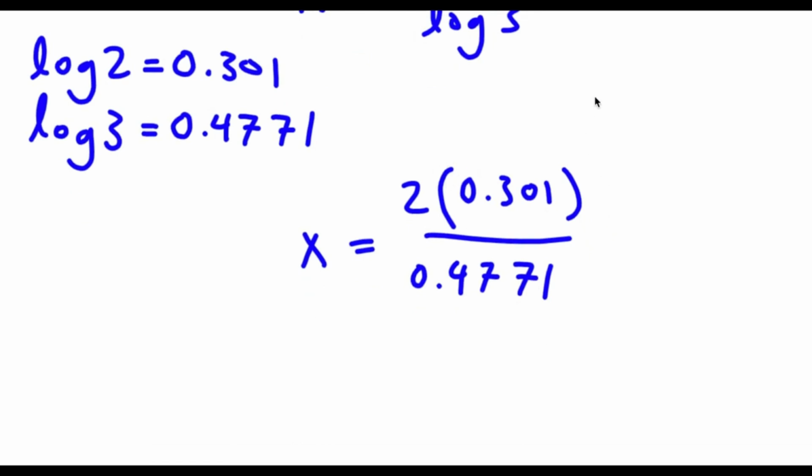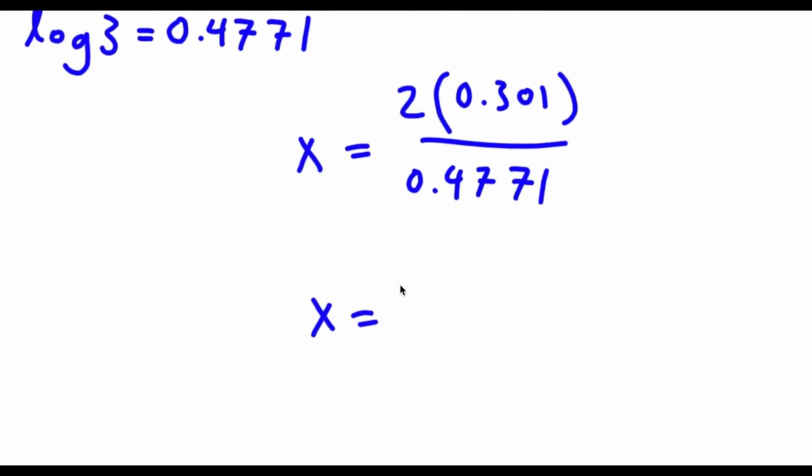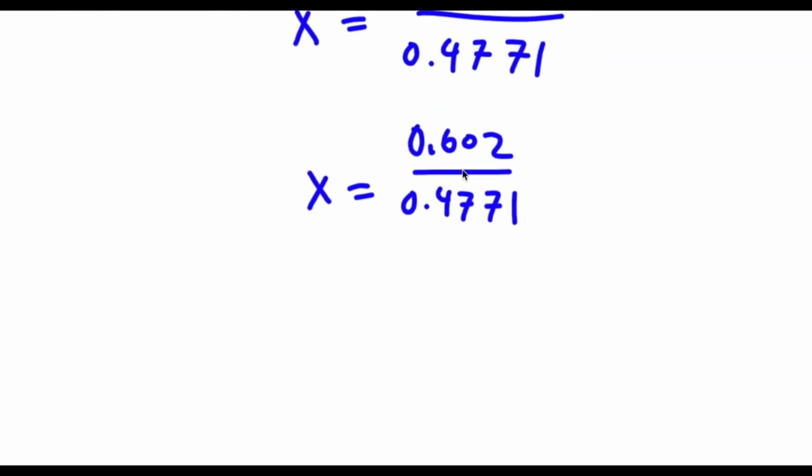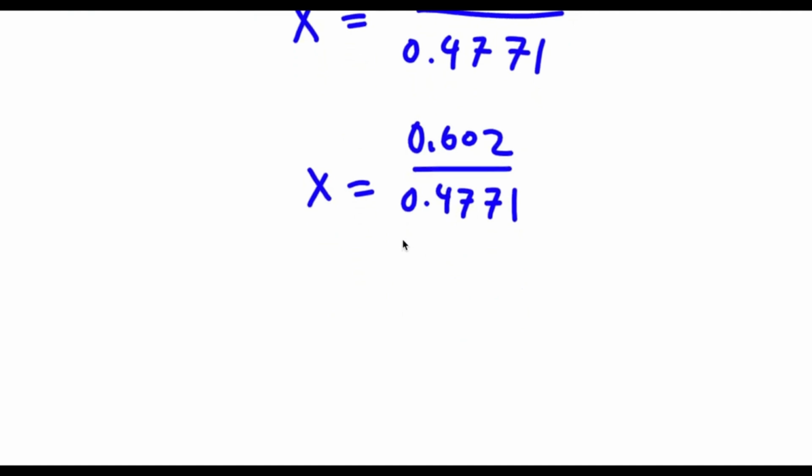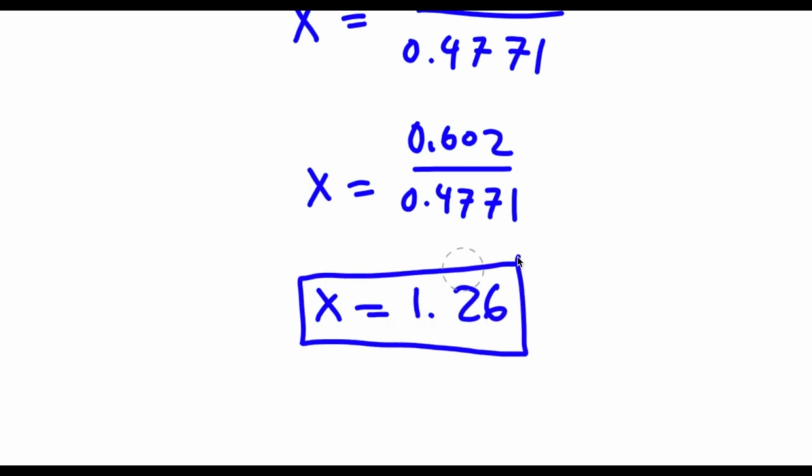Now 2 times 0.301 is equal to 0.602. So I have this over 0.4771. And if I divide these two, 0.602 divided by 0.4771 is equal to approximately 1.26. So x is equal to 1.26.